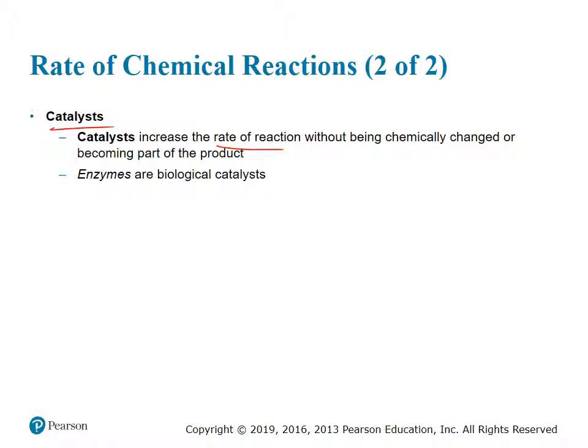Now, when you increase the rate of reaction, you want to increase efficiency. So you want to do it as efficiently and as fast as possible, right? And the body's always going to try to do that. That's the goal of doing reactions in the body. Enzymes are biological catalysts. They are the catalysts that help increase the rate of reaction.